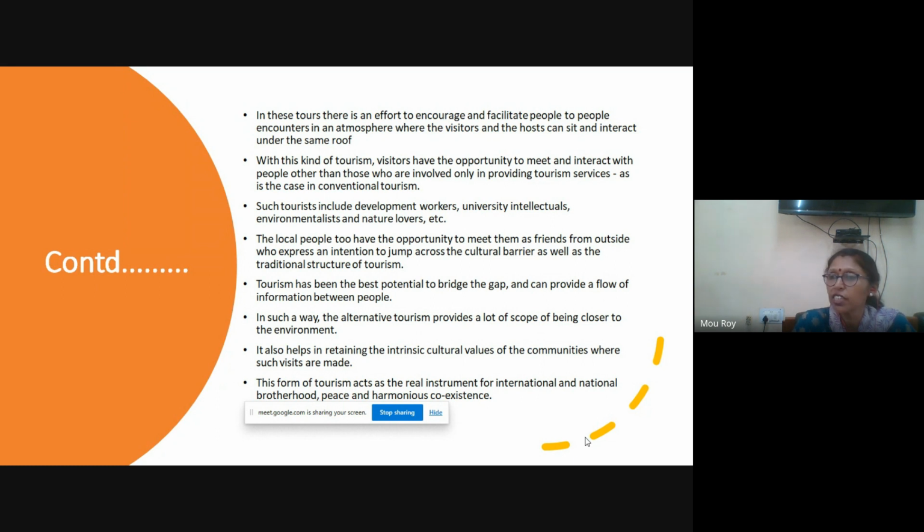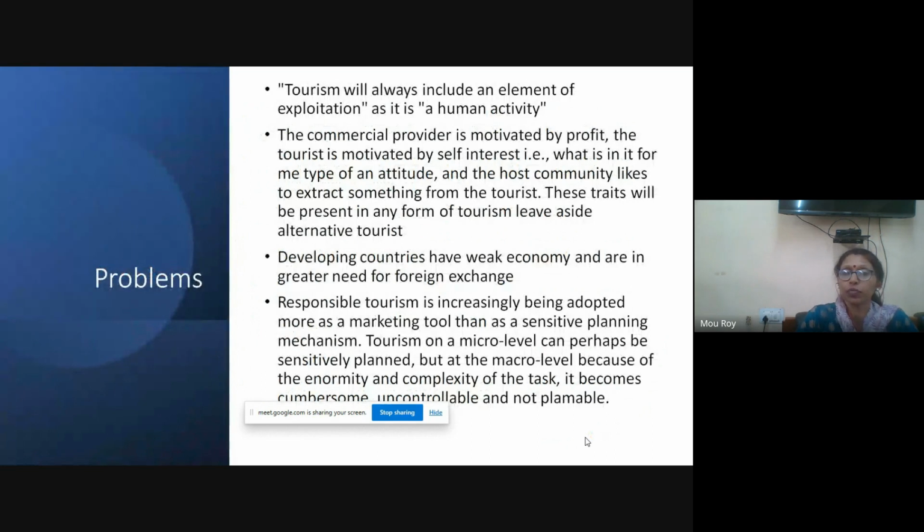We should stay in harmony with nature. We should stay in harmony with the community. We should stay in harmony with ourselves, with the family, with the peer group. So there should be a harmonious coexistence.